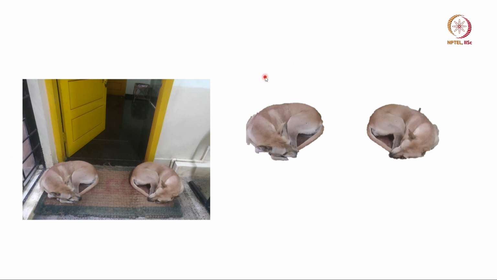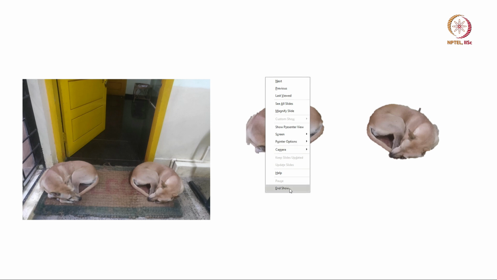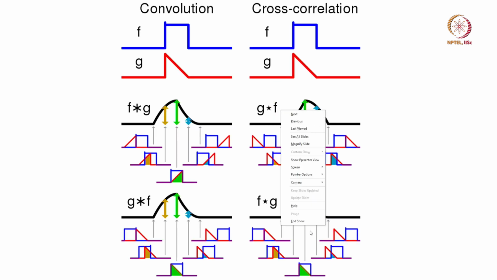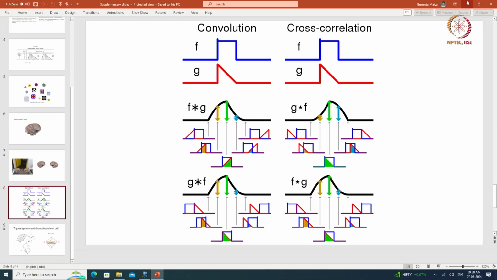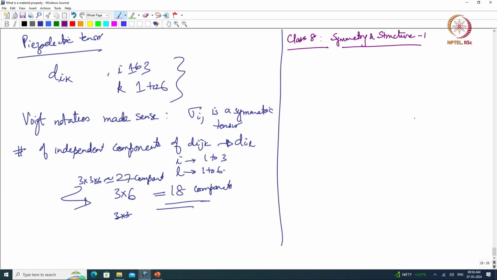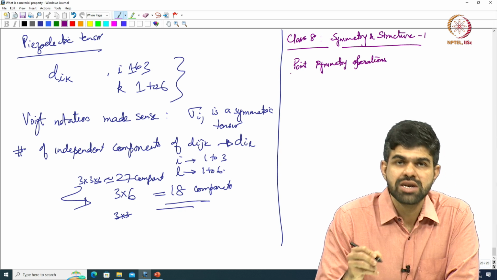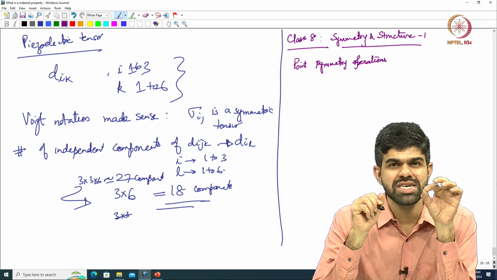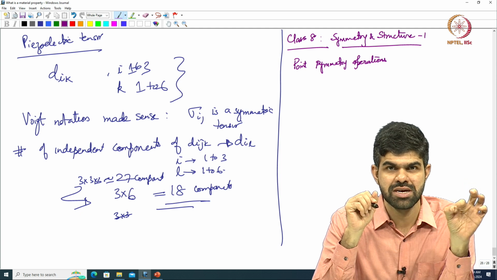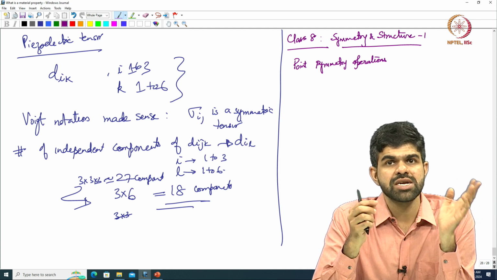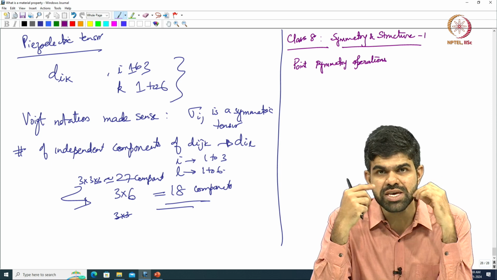Okay. So, we are going to look at these sort of operations, and initially we are going to look at what are called point symmetry operations. Now, what is point symmetry? Point symmetry is symmetry about a fixed point in space. About that fixed point I am going to rotate, I am going to pass a mirror plane, I am going to do something.